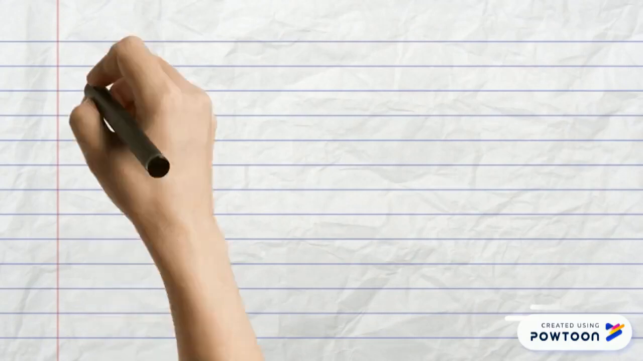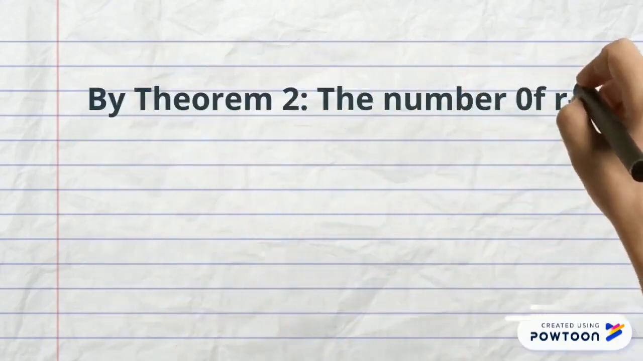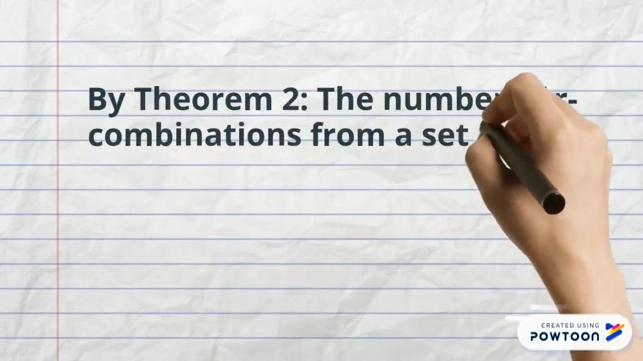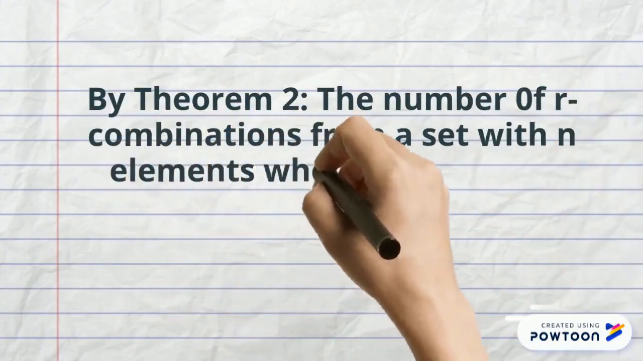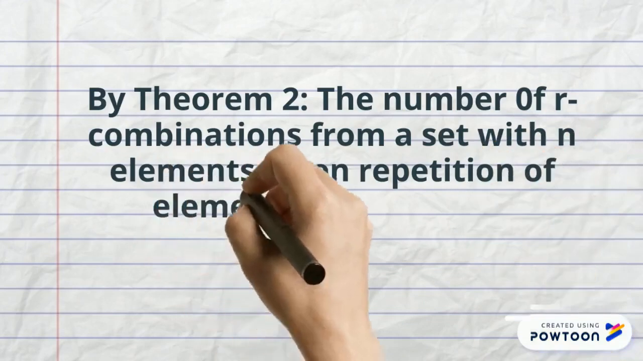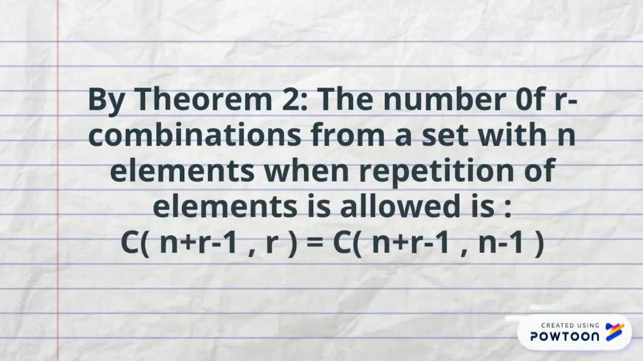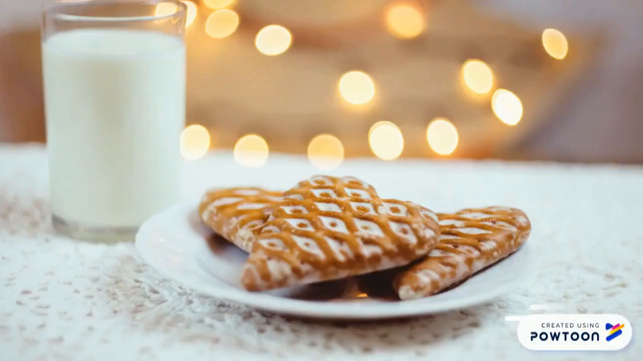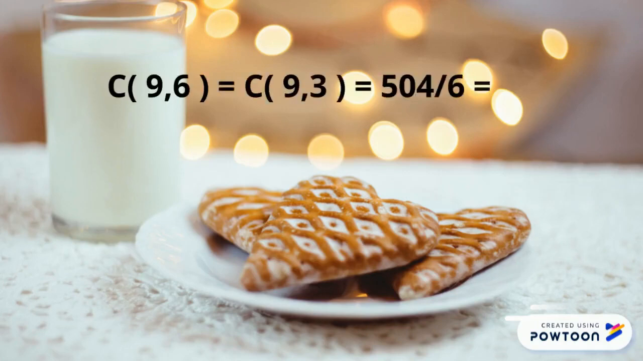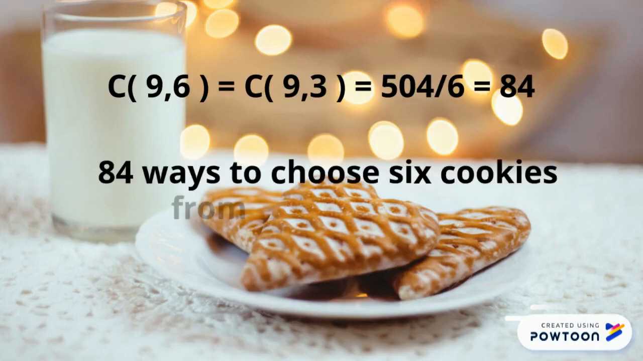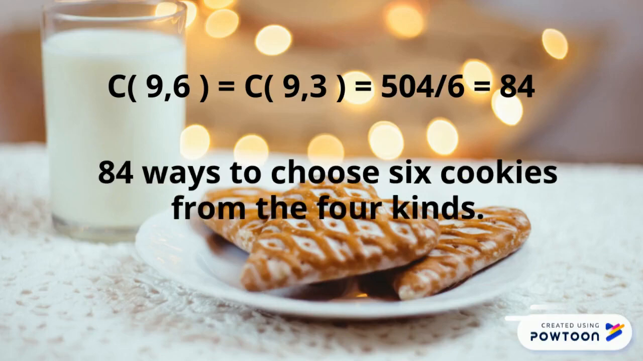By Theorem 2, the number of r combinations from a set with n elements when repetition of elements is allowed is n plus r minus 1 C r, which equals n plus r minus 1 C n minus 1. The calculation is 9C6 equals 9C3 equals 504 divided by 6, and the final answer is 84 ways to choose 6 cookies from the 4 kinds.